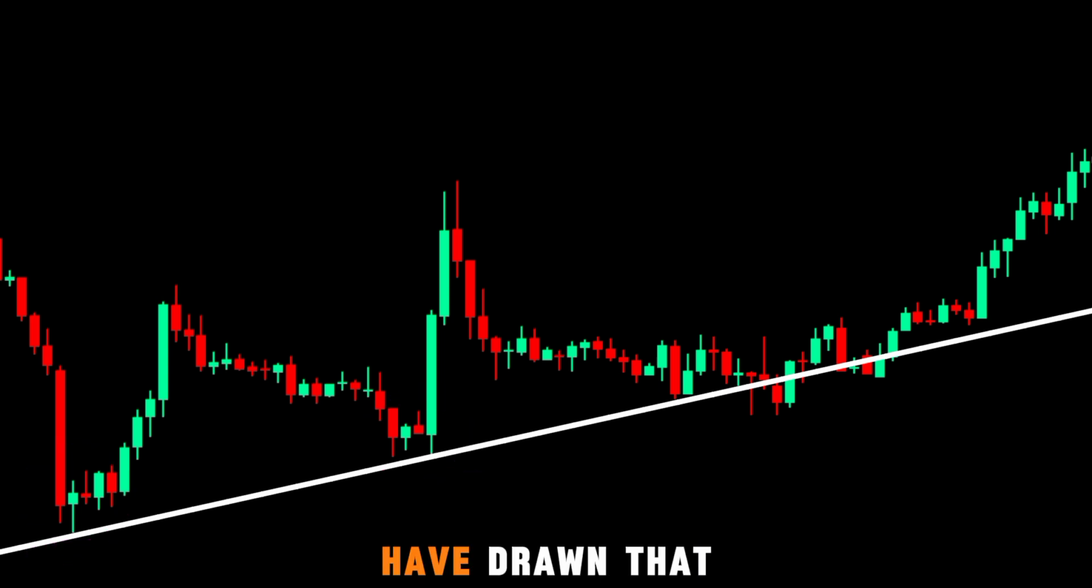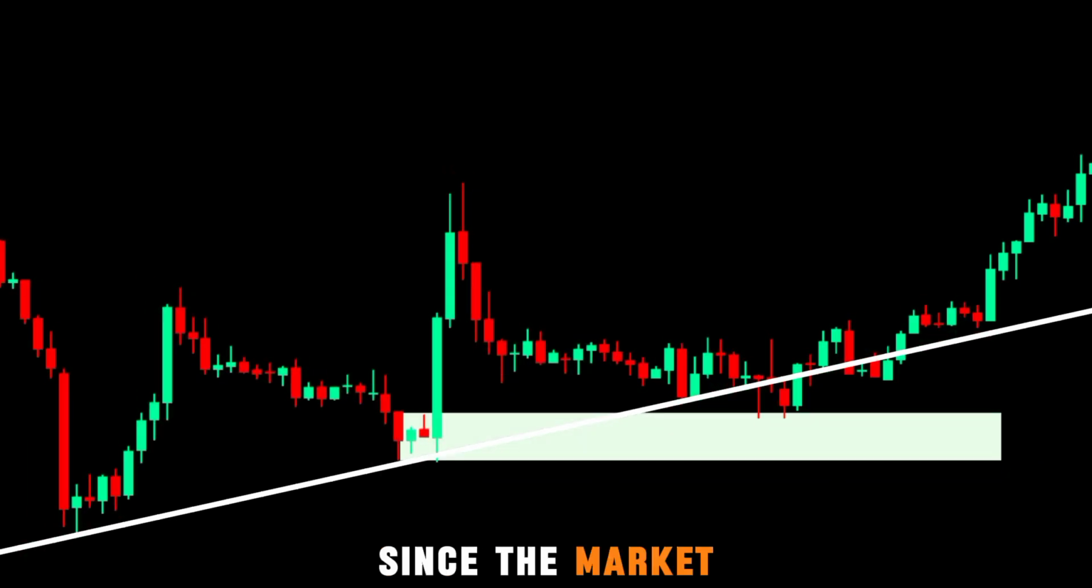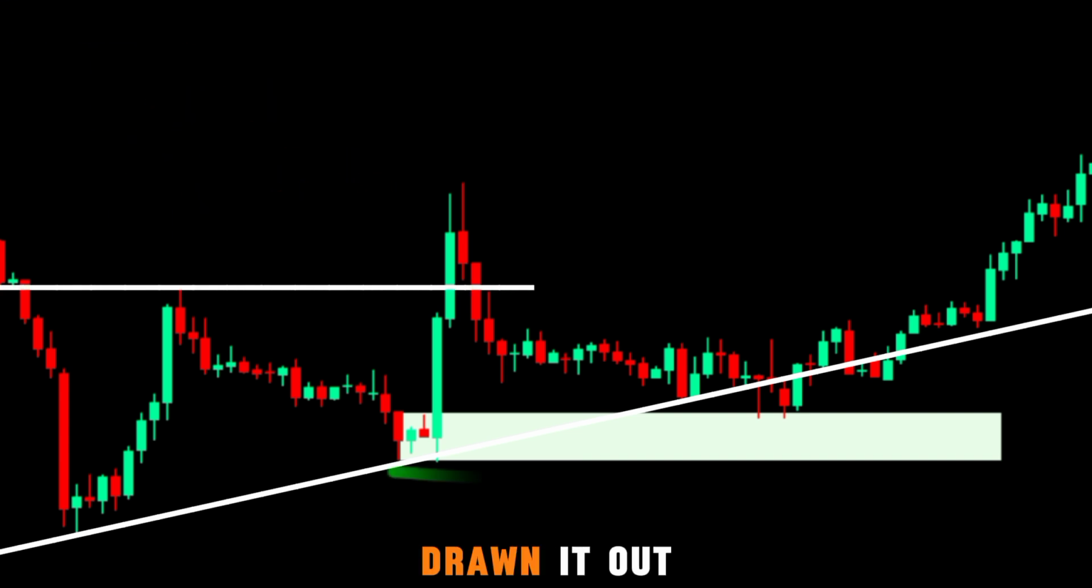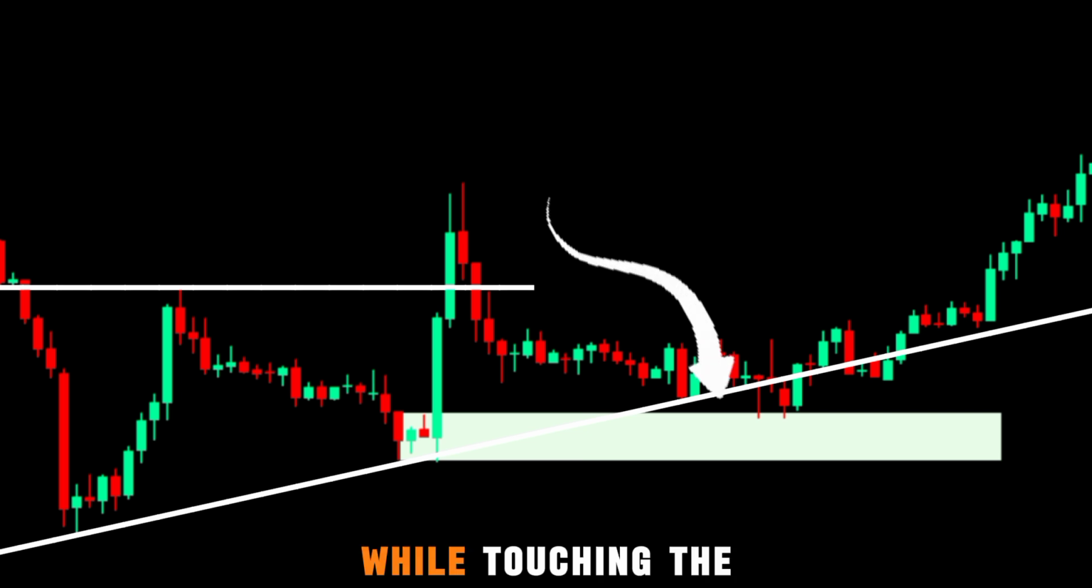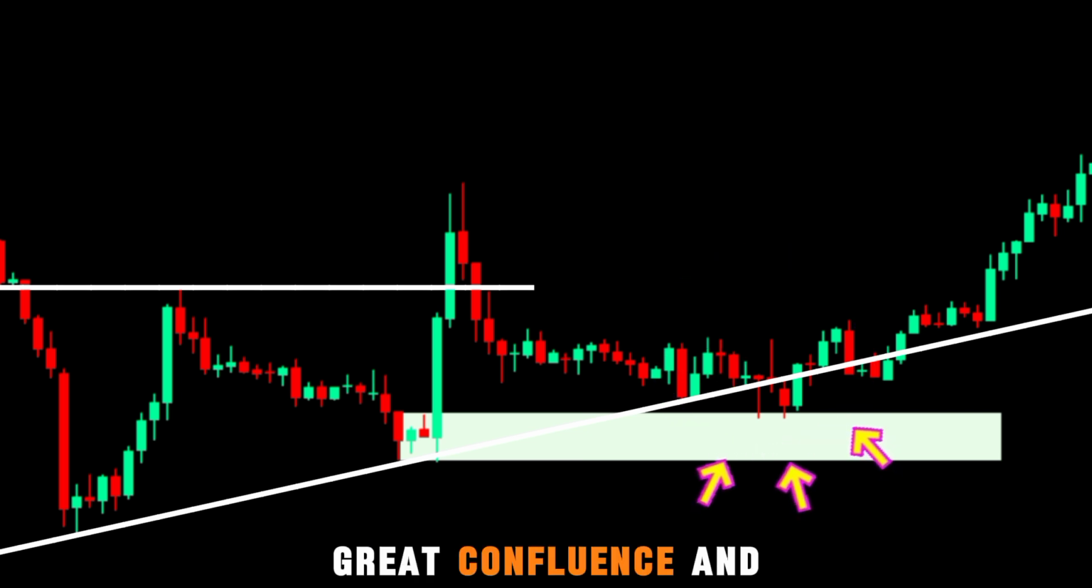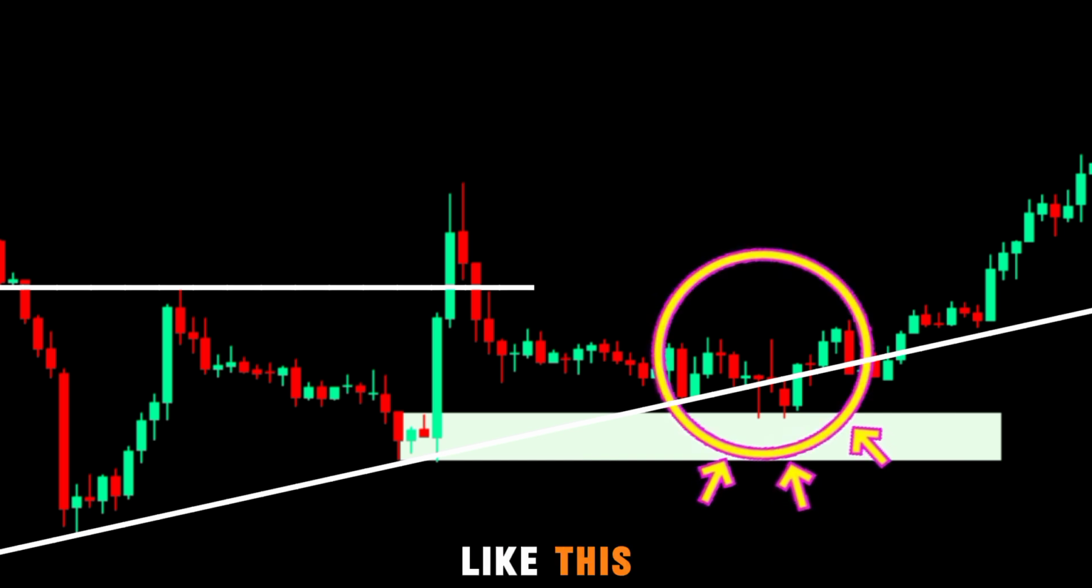Alright, when we have drawn that out, then it's time to draw out the order blocks. On this chart, we drew out the order block from the base, since the market did not move far from the point of the break of structure. When you have drawn it out like this, you wait for the market to return to it, while touching the trend line at the same time. This is a great confluence, and when it happens like this, you know you are in for a big trade.